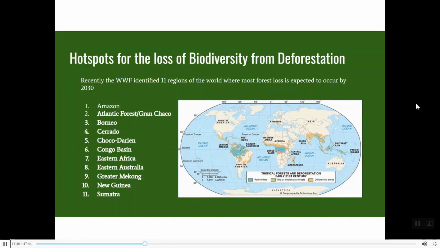New Guinea and its neighboring islands are home to the largest remaining tracts of tropical forests in the Asia-Pacific region, and they're home to more than 6% of the world's species. But they face a growing deforestation threat from agriculture.